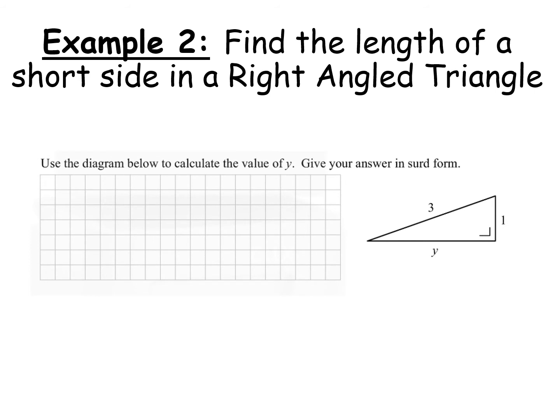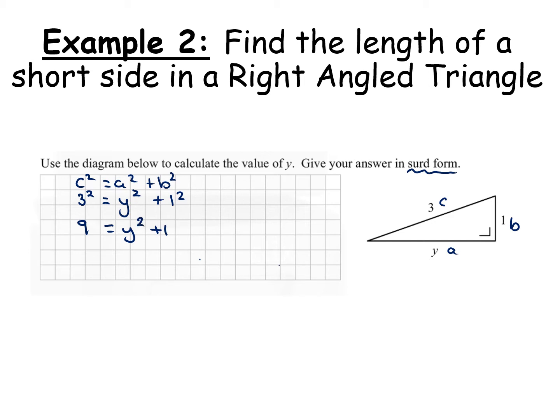The second example, find the length of the short side in a right angle triangle. So here we're looking for the value of y. Again, give your answer in surd form. So again, first thing I do is I label C, A, B. I write down my formula. C squared is equal to A squared plus B squared. C is 3, so 3 squared is equal to y squared plus 1 squared. 9 is equal to y squared plus 1.